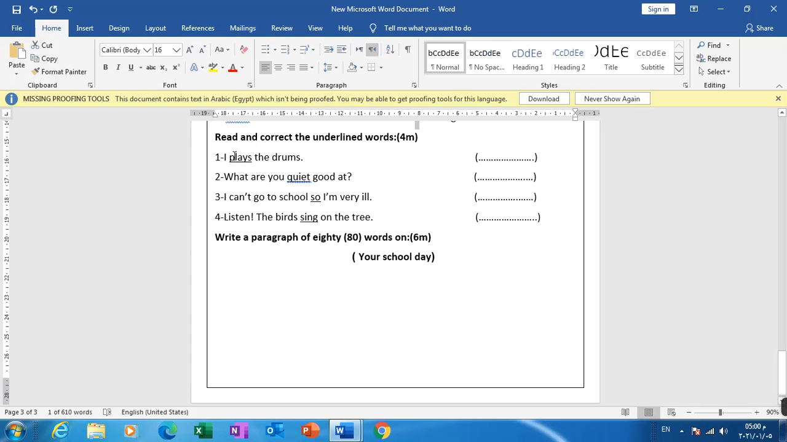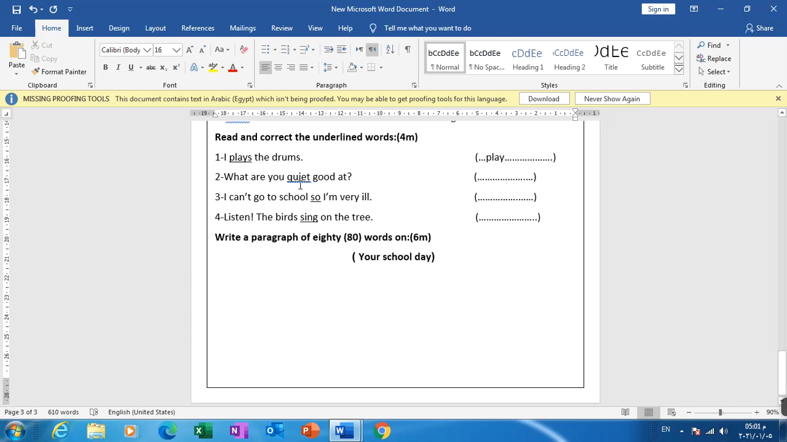The next question is read and correct. We will read the sentence and try to guess the mistake. Number 1. I plays the drums. Plays? No, it's wrong. With I in the present simple, the verb should be in the infinitive without adding anything. I play. So here we will write play, without S.